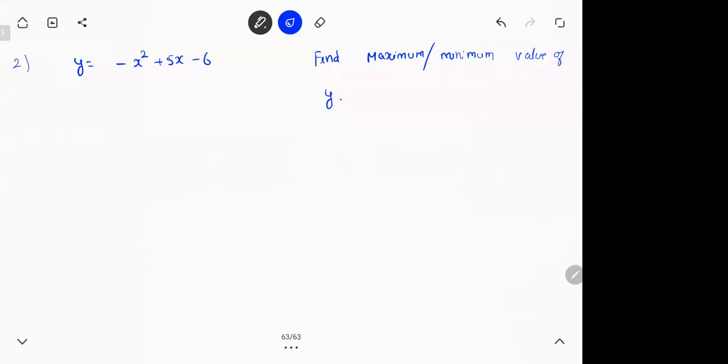Step 1. We'll stop writing these steps later on, but for now, slope is 0, that is dy by dx. First differentiate. Minus 2x plus 5 equal to 0. Then you get x is equal to 5 by 2. Now I don't know whether this is maxima or minima. The problem is that at both maxima and minima the slope is 0.